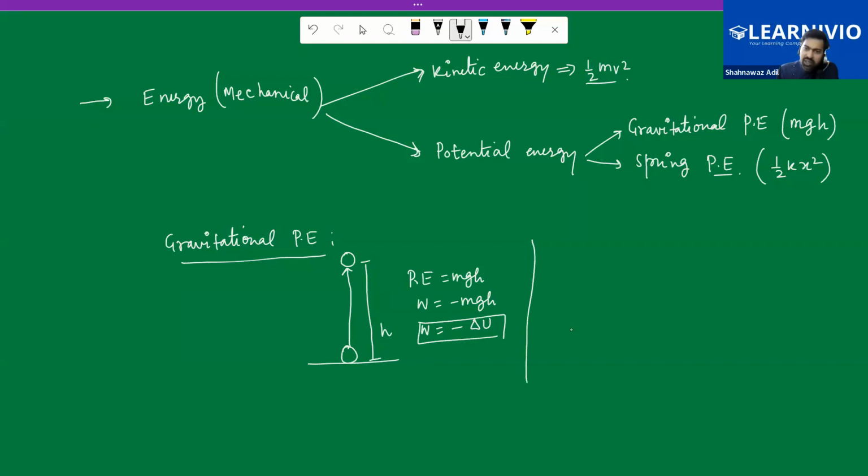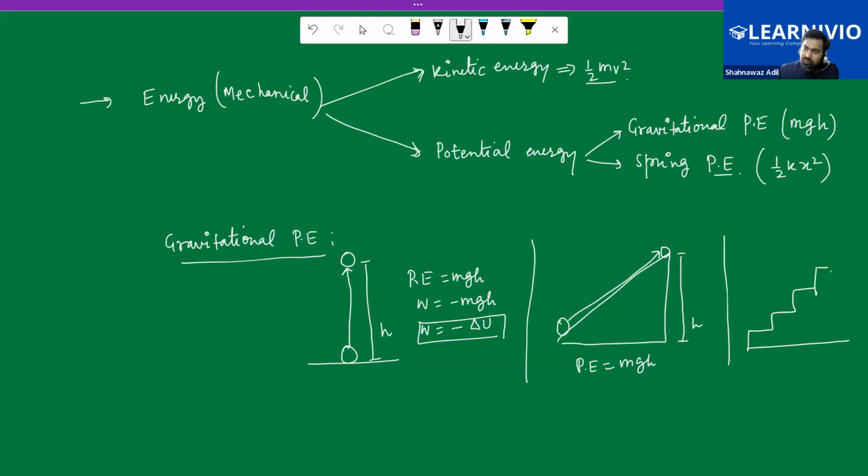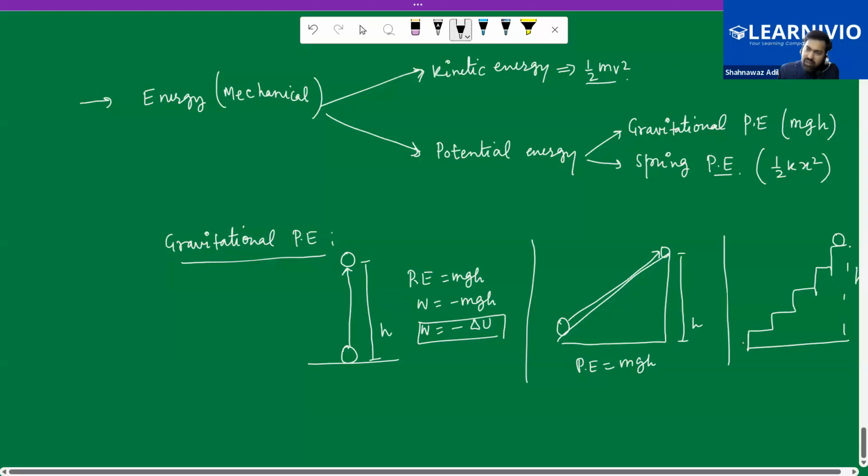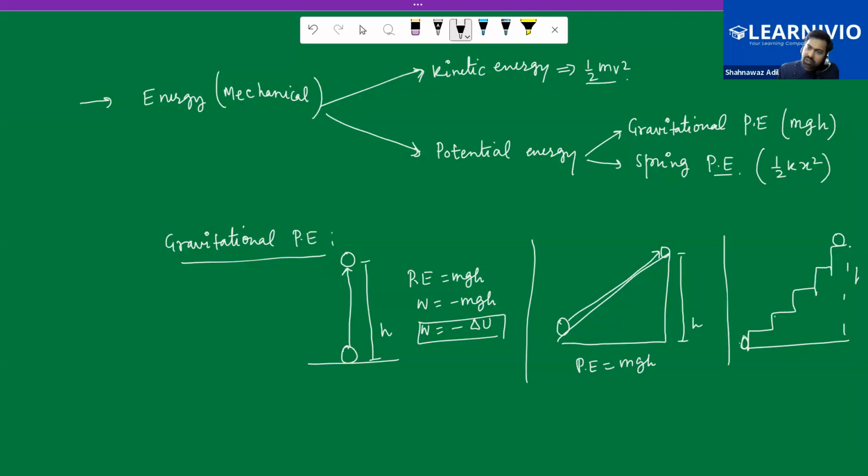Similarly, let's say you have this inclined plane, this height is h, and you take the object from here to here. Then again your potential energy would be mgh. It doesn't change with the path you are taking. And let's say you take this object from this starting point, at height h again, the potential energy change would be mgh, and work done would be minus. So this is the idea of gravitational potential energy.